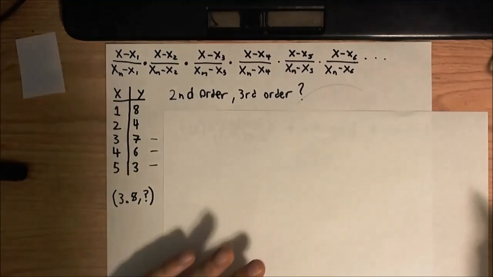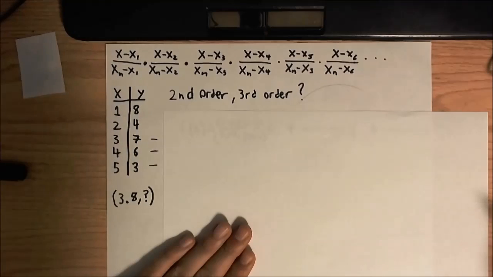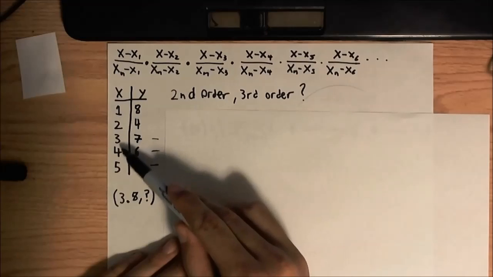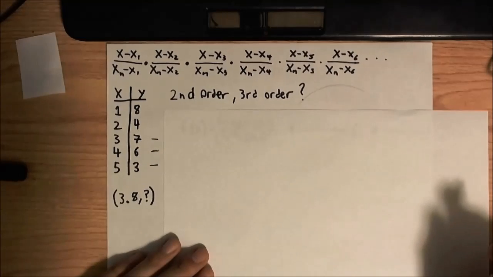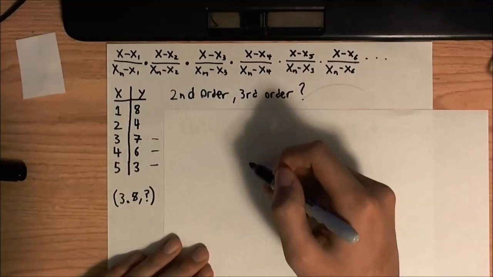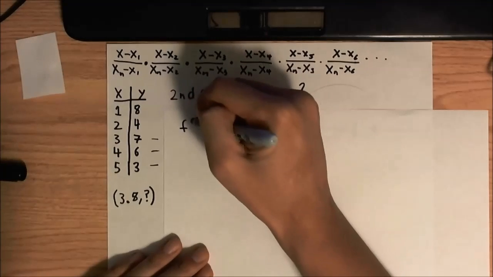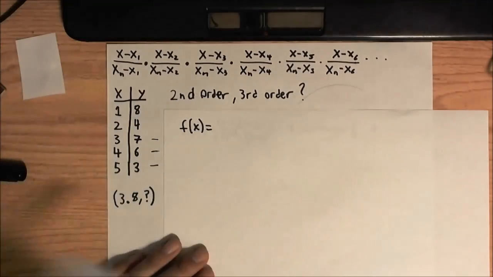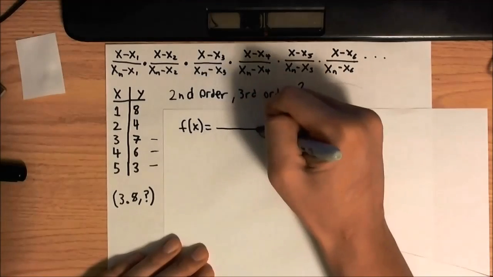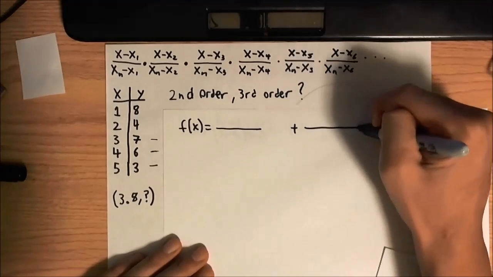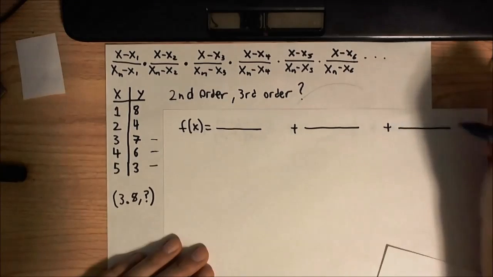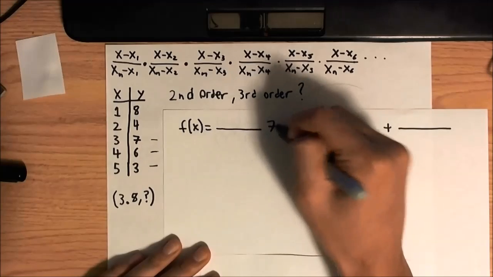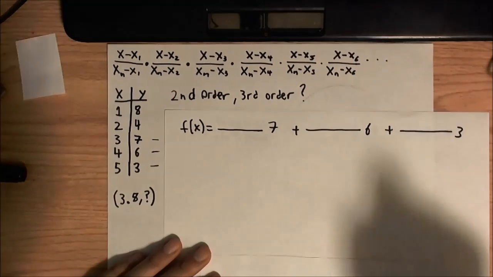So our first step would be to choose order plus 1 surrounding points. As you can see, the closest 3 points to 3.8 would be x equals 3, 4, and 5. So choosing those 3 points, we can then lay a framework for the polynomial overall. We can say that the polynomial f of x will equal 3 terms, given that the order is 2, each multiplied by the subsequent y value, 7, 6, and 3.